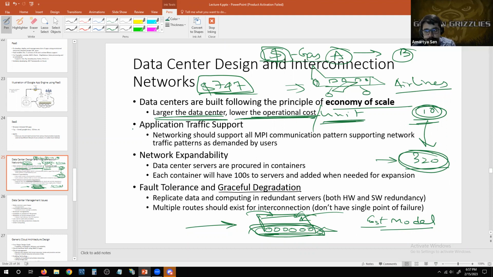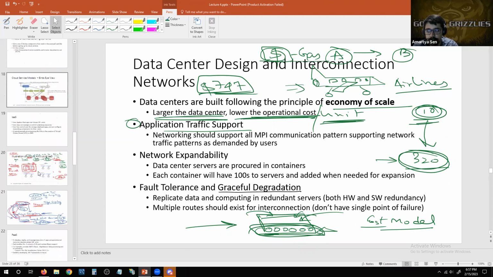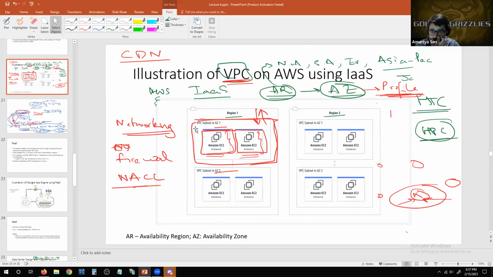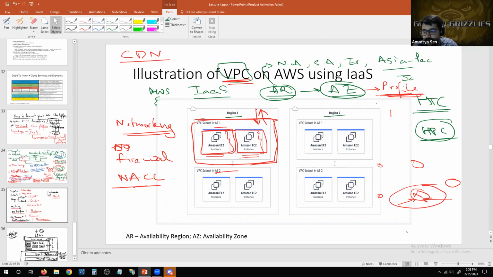Another thing you have to keep in mind, other than the economies of scale when you're building your data center, is that you should be able to support all of the networking that is going to happen within the data center. As we discussed about the IaaS service given by AWS, you define what your virtual private cloud is going to look like within each of these availability zones, right? But the underlying networking interconnection that is present, and how that communication is actually going to transpire, that is the responsibility of the data center itself, okay?